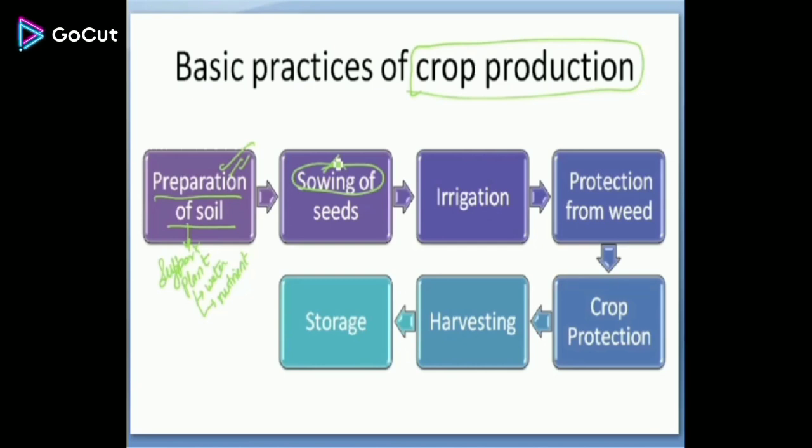If it is summer, then we will grow the kharif crop. If it is winter, we will grow the rabi crops. And also the kind of seed that we are growing is very important. So sowing of seeds is a process wherein we take a few good seeds, we will study about it in detail, and then we sow it in the land or the soil that we have already prepared.